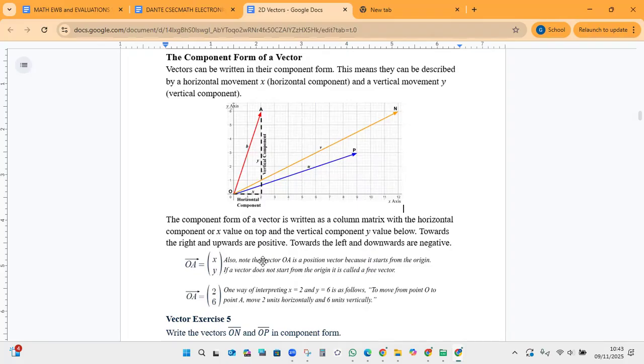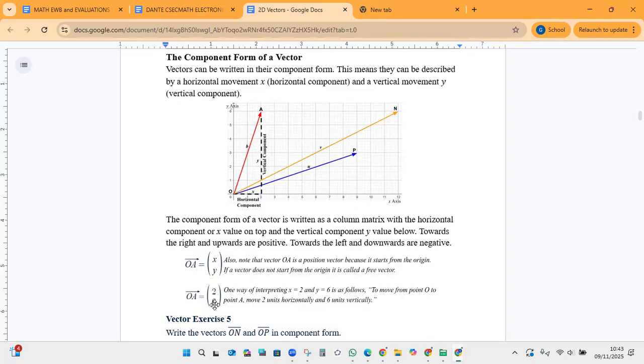Also note that the vector OA is a position vector, just a reminder, because it starts from the origin. If a vector does not start from the origin, it is called a free vector. So that's just for revision purposes. Now, OA now is equal to 2, 6.